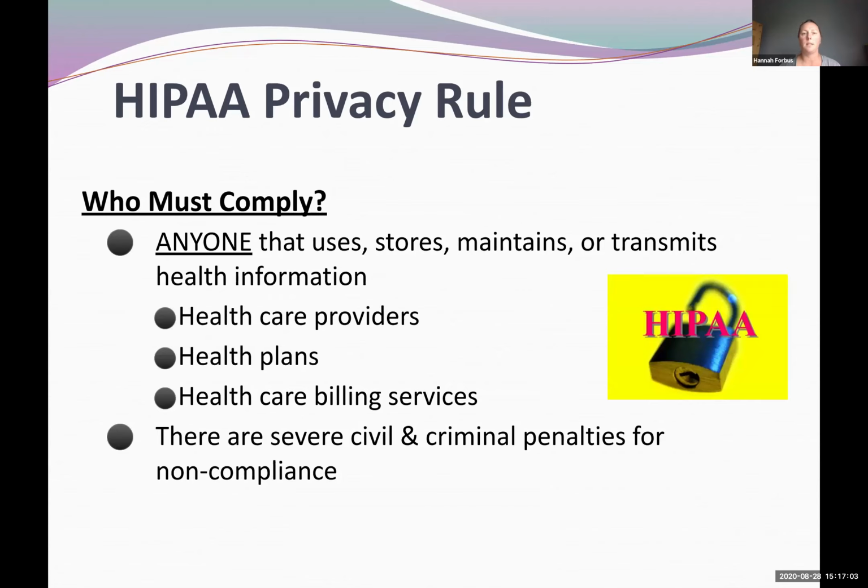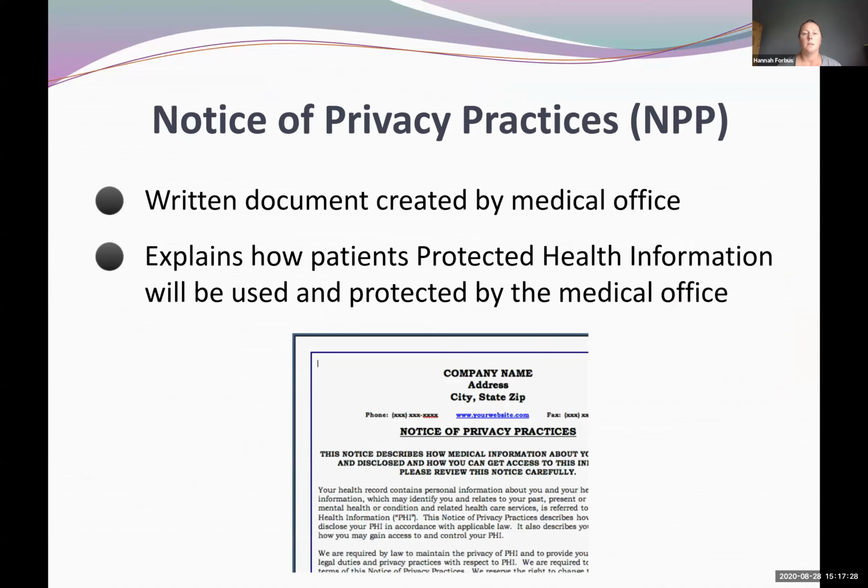Who must comply with the HIPAA privacy rule? Anyone that uses, stores, maintains, or transmits health information, such as healthcare providers, health insurance plans, and healthcare billing services. There are very severe civil and criminal penalties for non-compliance with HIPAA law. Typically, most medical offices have a Notice of Privacy Practices, the NPP. This is a written document created by the medical office that explains to the patient how their PHI will be used and how the medical office will protect it.